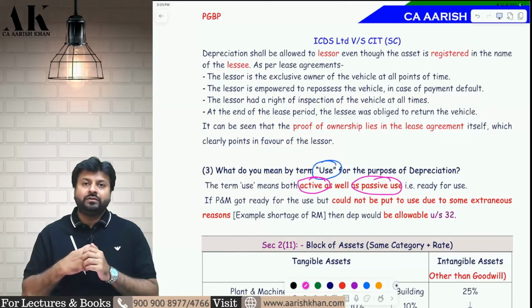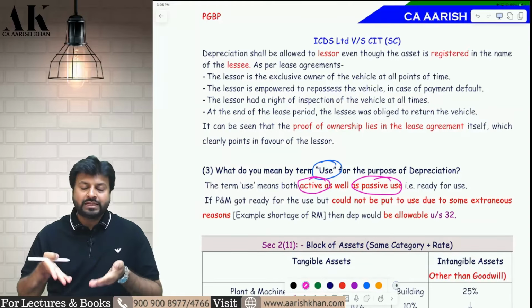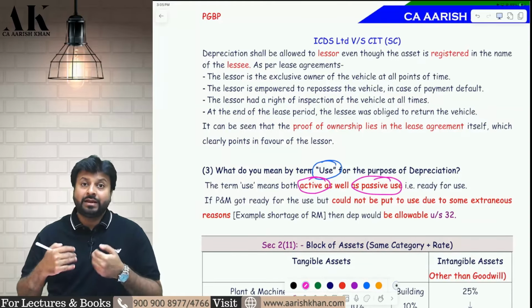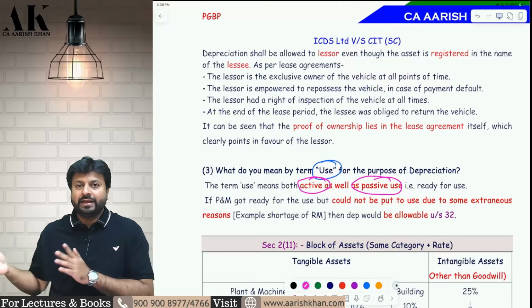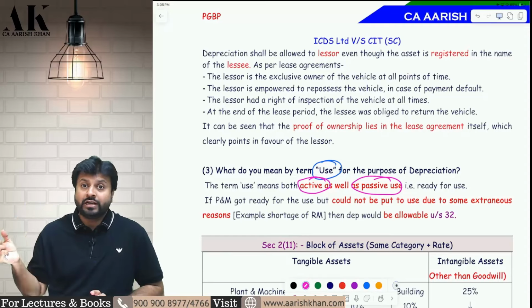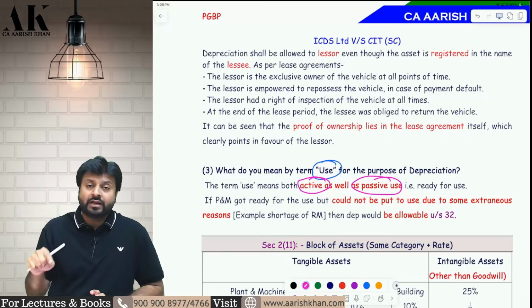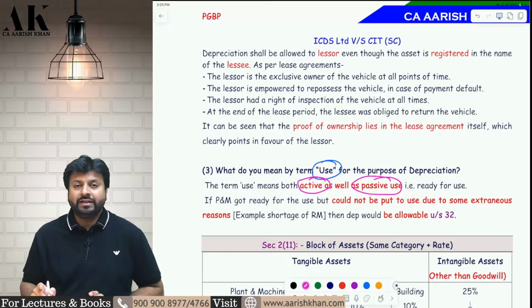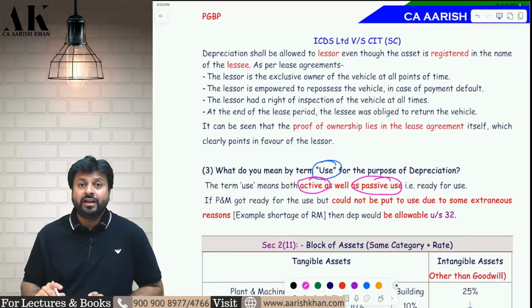Sir, what do you mean by active use as well as passive use? This laptop, this iPad, this computer, this camera, I am actively using. I have one more in spare that I am passively using. Fire extinguishers are kept in my office. That is not used on a daily basis. It will only be used when there is a fire. So that is passively used. So even if a passive use is there in the business, which is ready for use in the business, on that also you can claim depreciation.